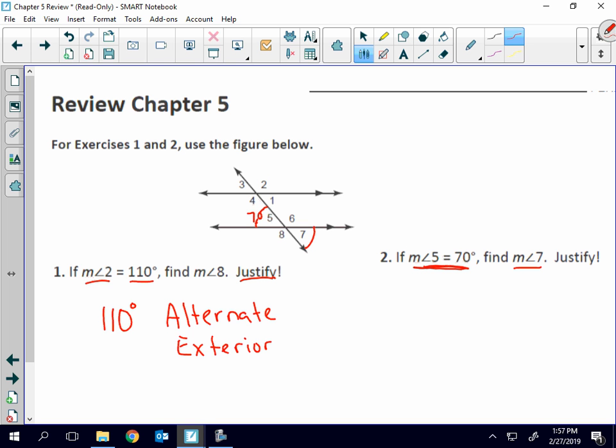They're either the same or they add to 180. Those are the only relationships between any two angles in this picture. The same or add to 180. So in this case, they're the same. So we know angle 7 is also 70. And we need to justify, which means use a vocabulary word. Those two angles are opposite each other when these two lines cross. They're opposite from each other there. That's called vertical angles. Those are vertical angles.